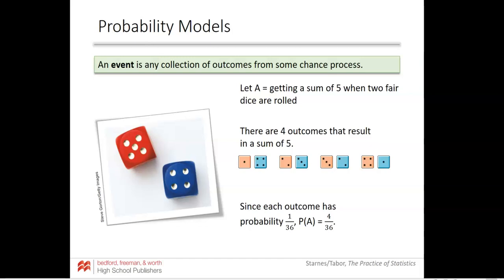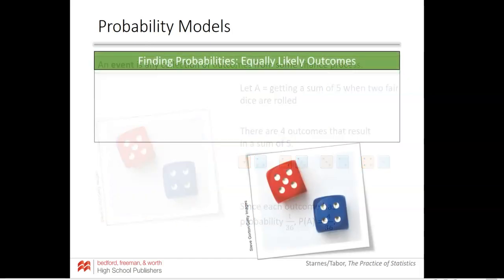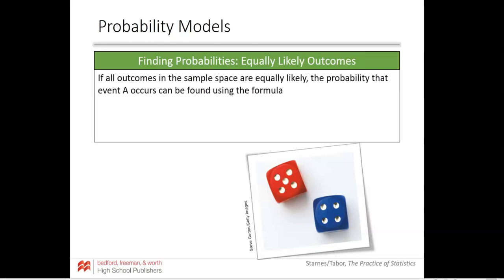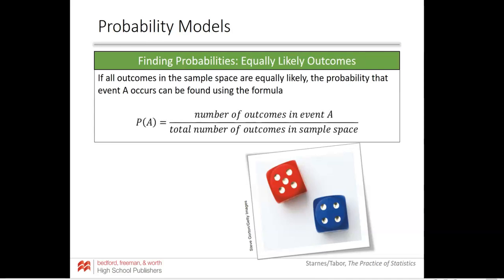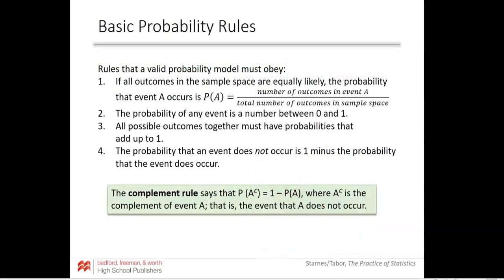We say that P(A) means the probability of the event A happening. The probability of A happening is 4 out of 36 or 1 out of 9. Sometimes you have equally likely outcomes. If that's the case, you can just use a very simple formula: the number of outcomes in event A on top, and the total number in the whole sample space on the bottom.